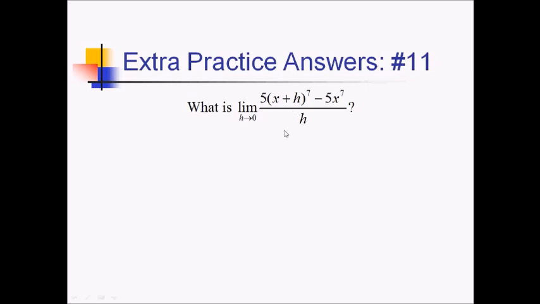To find this limit, we just have to recognize this is the limit form of a derivative. This is really the function 5x to the 7th that they're asking us to take the derivative of. F prime of this is just going to be 35x to the 6th. And we're done.